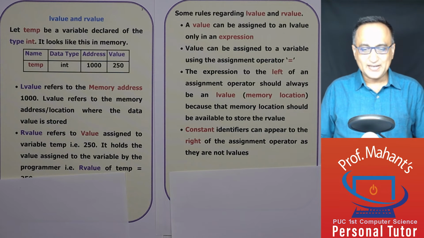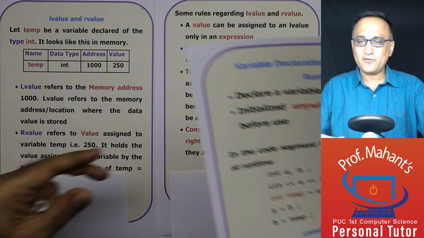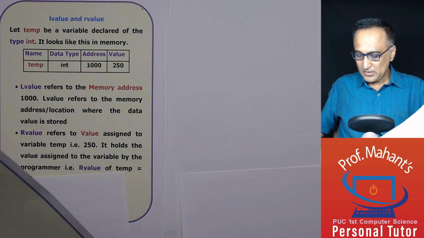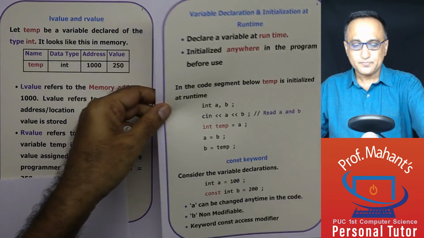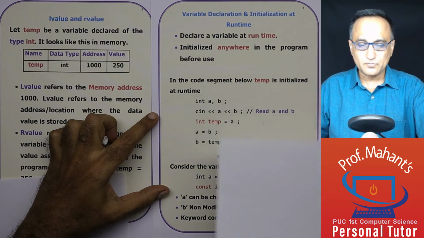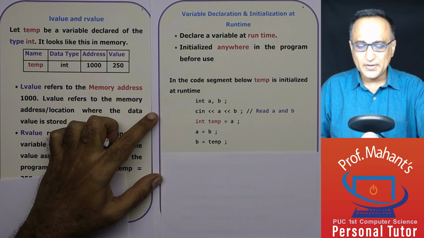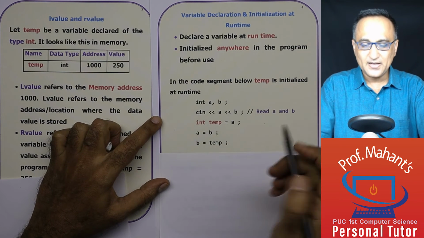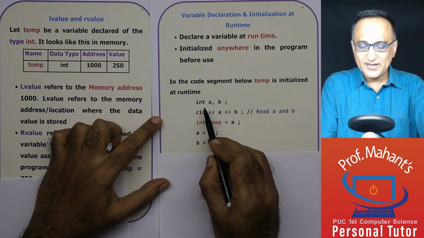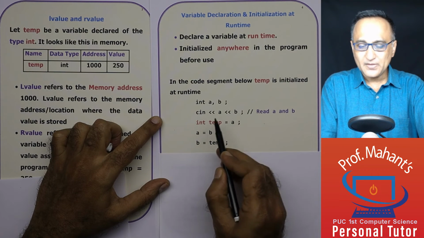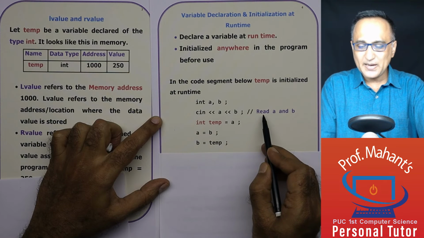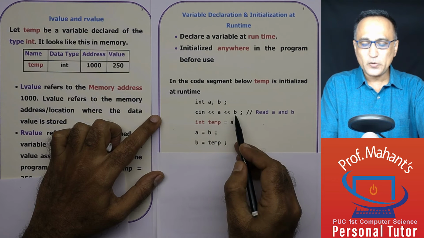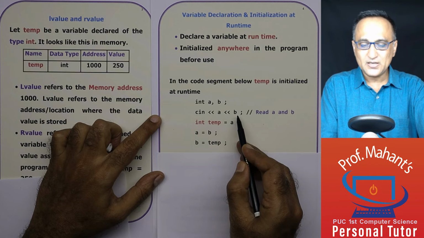Now let's take a look at a little more about declaration of variables and how we initialize them at run time. First take a look at this code segment, then we'll go to the theoretical part. That's always easier to understand. In the code segment below, I have declared variables int a and b. Using this cin, I'm reading values into a and b. Let's say I'm reading the values 10 and 20. A is 10, b is 20.